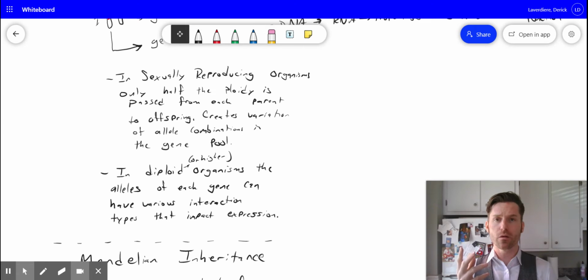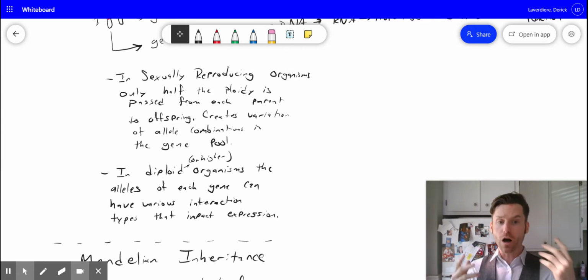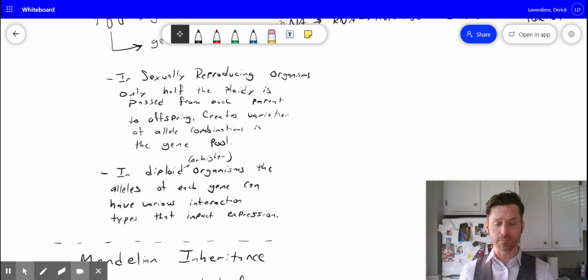Because we have 2 copies of every gene, we're ultimately making 2 copies or 2 variations of every protein for each trait.